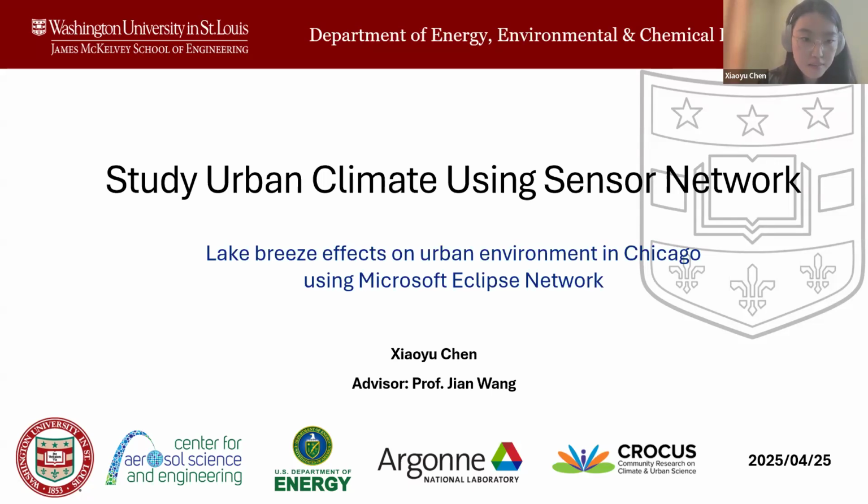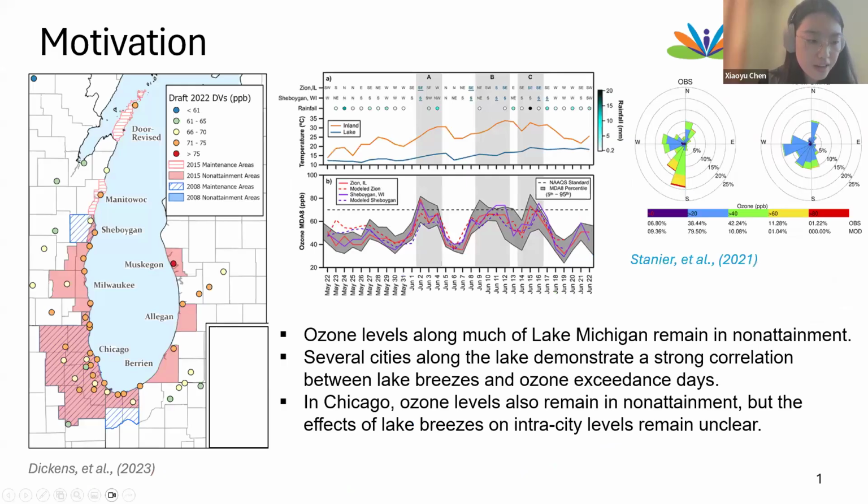Next slide, please. As you can see from the left panel, the pink shaded area, Chicago is one of the ozone non-attainment areas, which has a very severe ozone issue together with some other North Lake Shore cities.